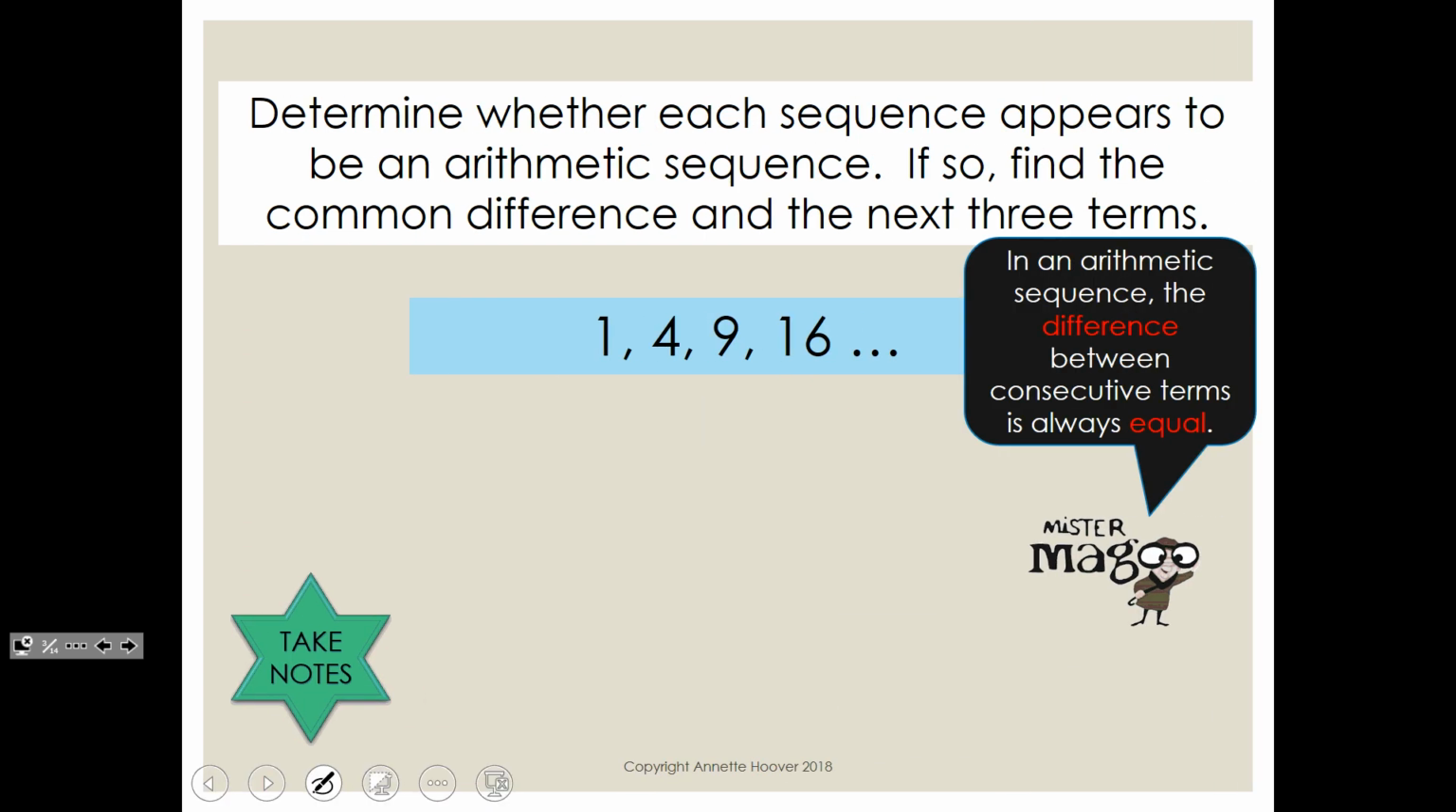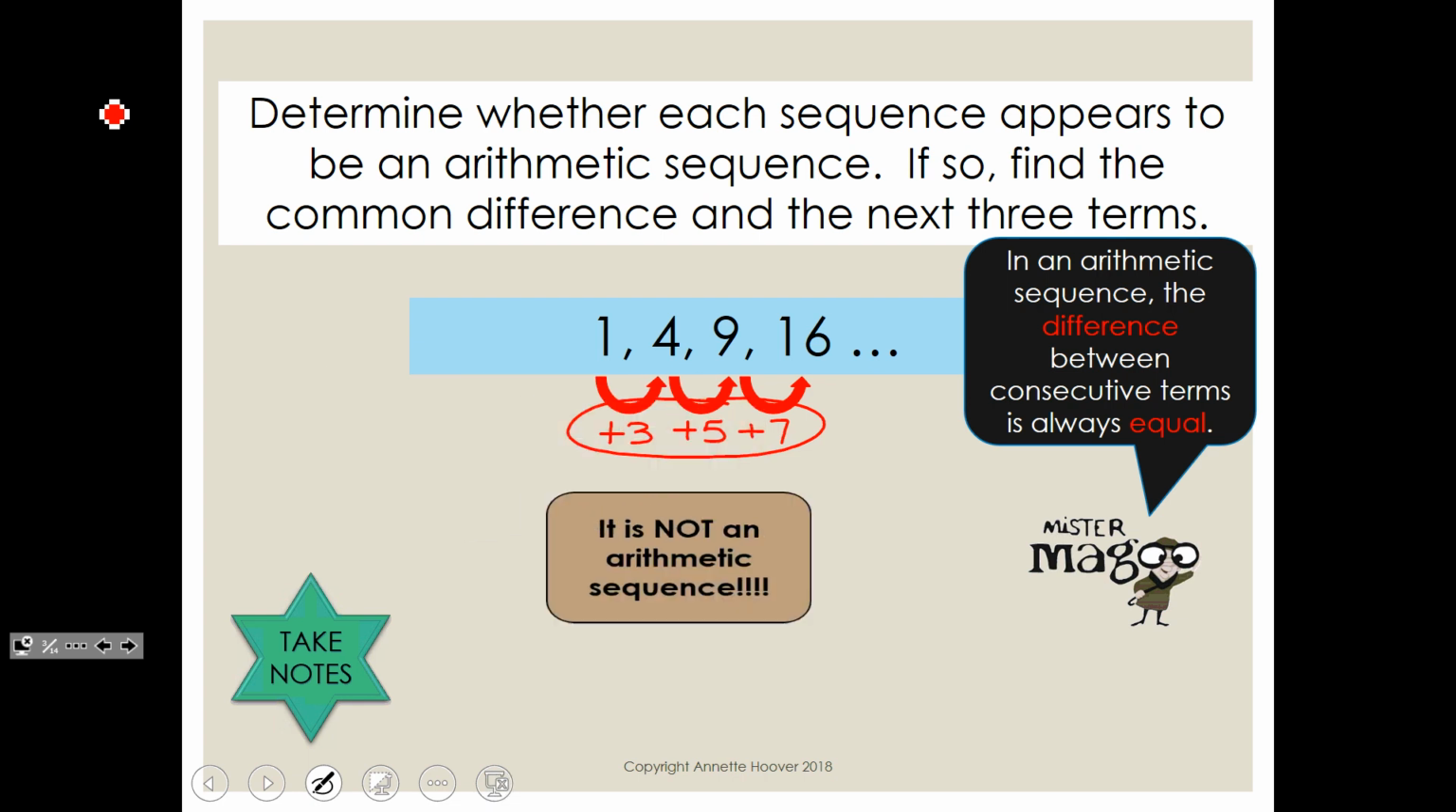In this example, how do you get from a 1 to a 4? You add 3, then we add 5, then we add 7. This is a pattern, but it is not an arithmetic sequence because you are not adding or subtracting the same number. So we could not use the equation that we're using today on this, because this is just a pattern, but not an arithmetic sequence.